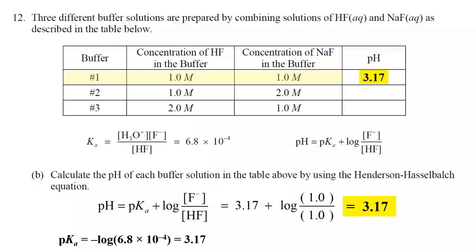Now moving on to buffer number 2, we have a different concentration for HF and F minus. So let's plug in the concentration of F minus on the top, which is 2, and the concentration of HF on the bottom, which is 1.